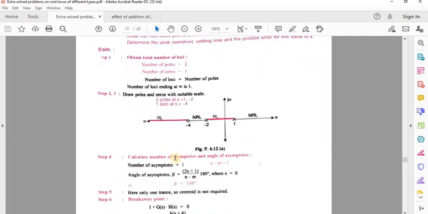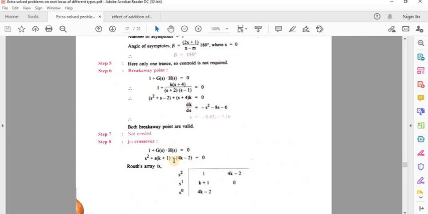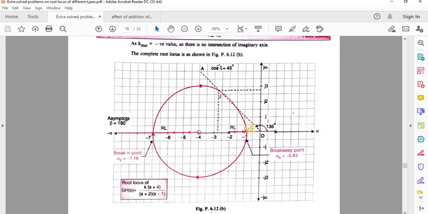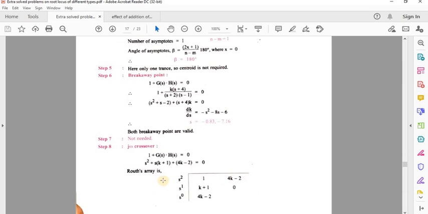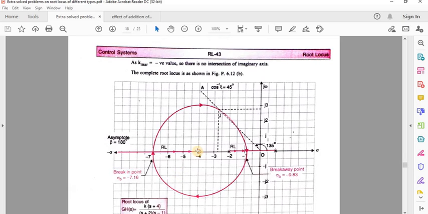We can find it out by solving this. Now, if the value of k is negative, there is no need to find out the j omega crossover point. In this case also the value of k is negative, so no need to find out the intersection with the j omega axis. As there is no intersection with the j omega axis and there is no departure angle, the root locus will be a closed one.